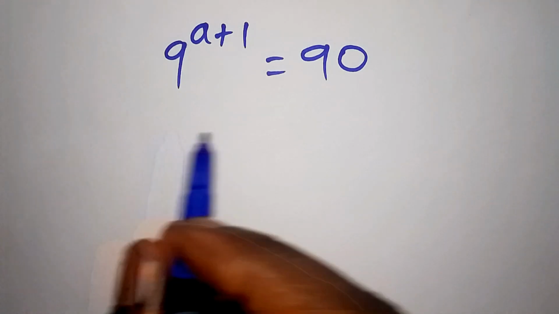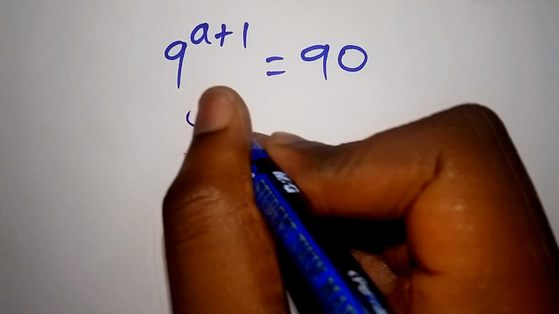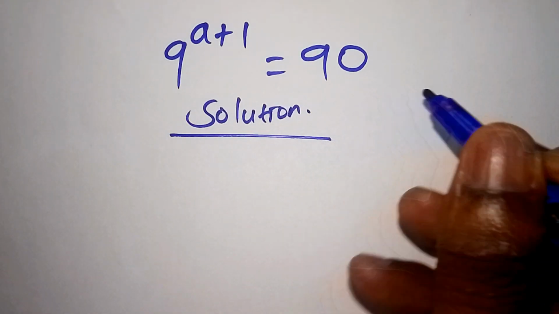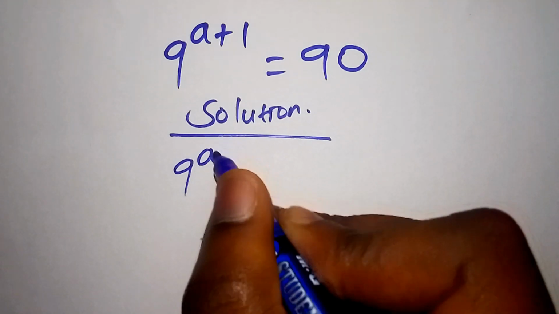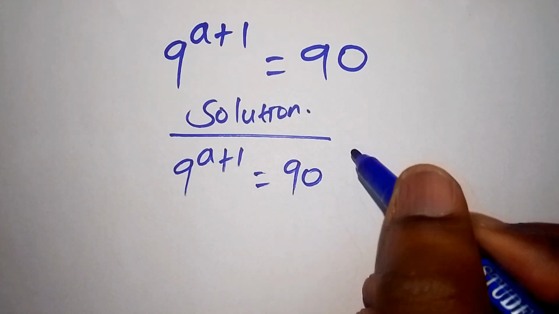Know how to work out this maths problem, so let's solve it within the shortest time possible. So, solution: if you know how to work it out, you can work it out, but don't use the calculator. So we have 9 to the power of a plus 1 equals 90. So that is the first step.